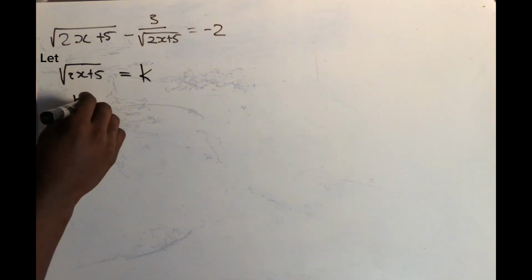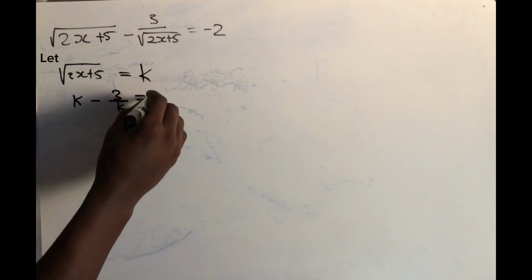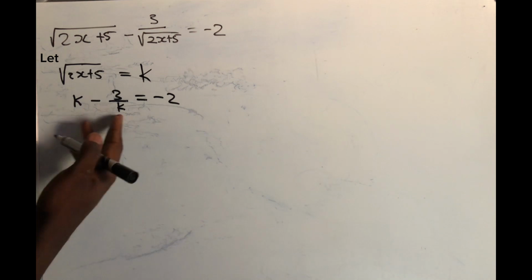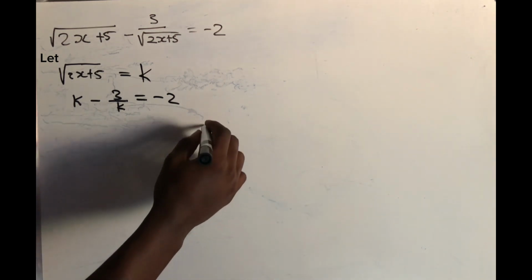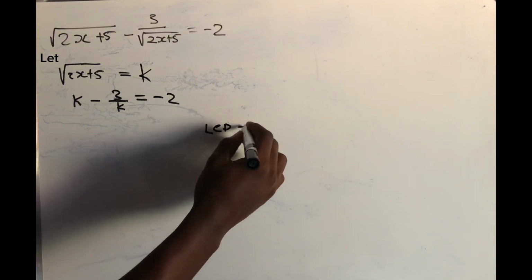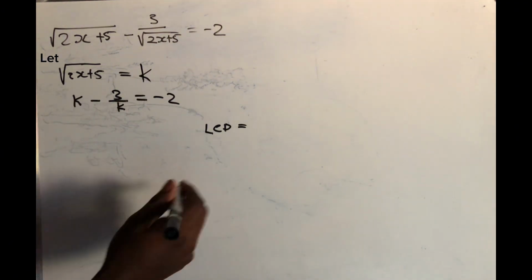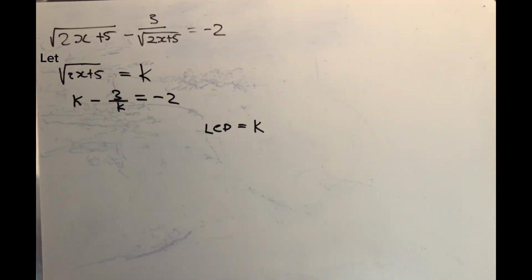We'll have k minus 3 over k equals negative 2. Now we need to get rid of the denominator, so we find the lowest common denominator. Here there's 1, here there's 1, and there's k. So k is standing alone. Therefore, our LCD is going to be k. Then we multiply throughout with our LCD to get rid of the denominator.